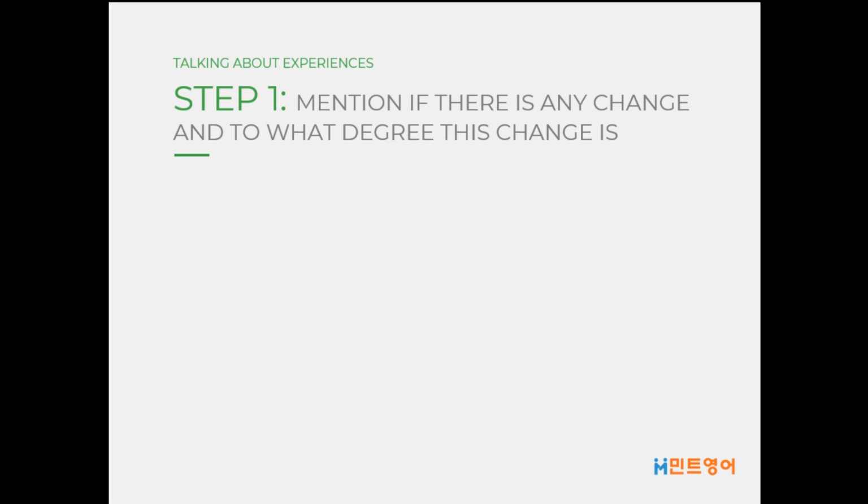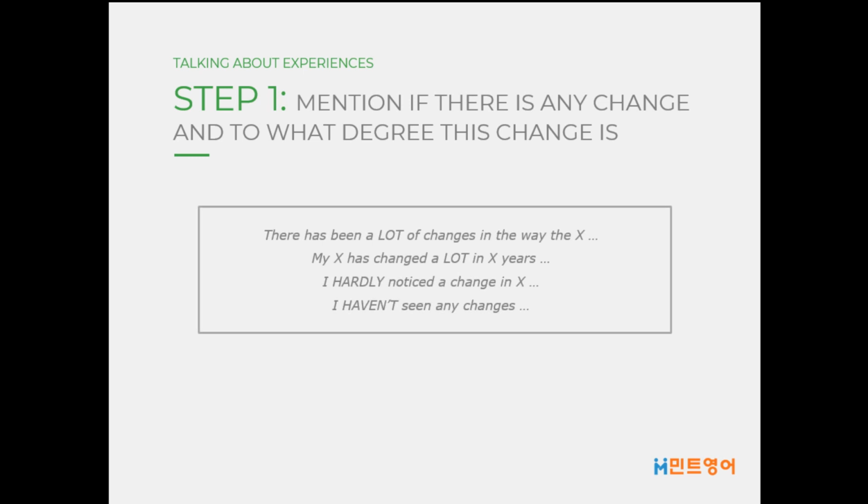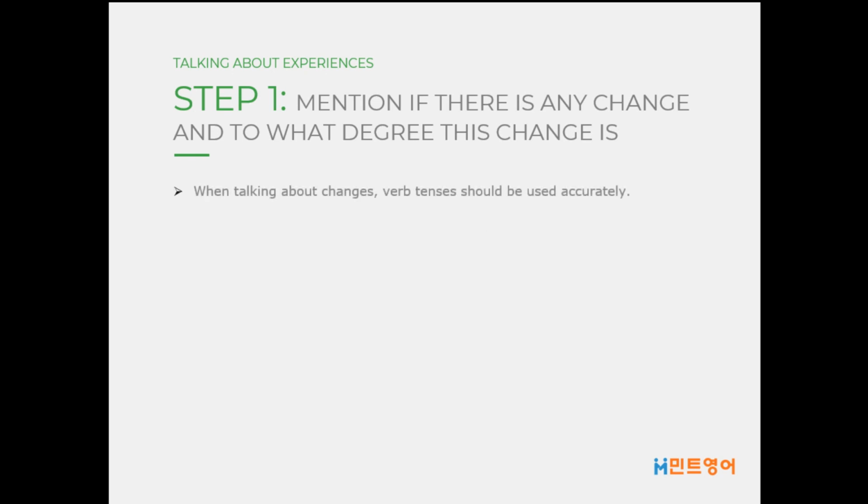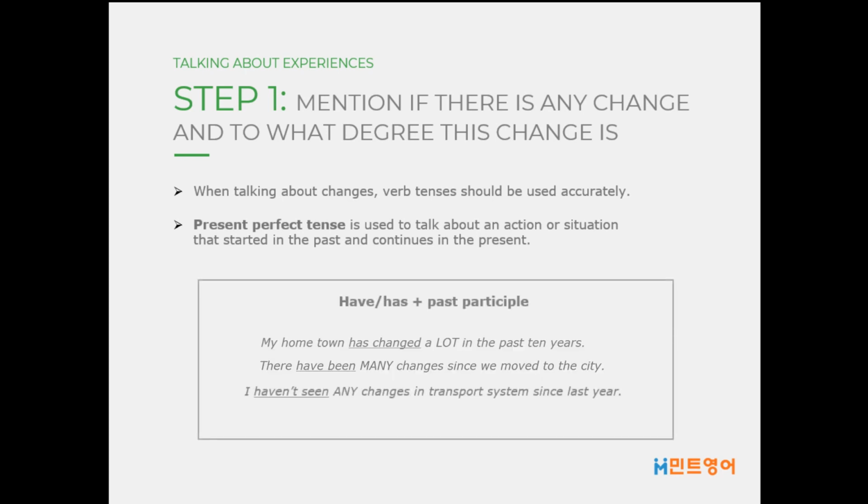You can use the following phrases in presenting your answer. Remember to give emphasis to the degree of changes that happened. When talking about changes, verb tenses should be used accurately. One of the tenses used in these type of questions is the present perfect tense. Present perfect tense is used to talk about an action or situation that started in the past and continues to have an effect in the present. Observe how present perfect tense was used in these examples.